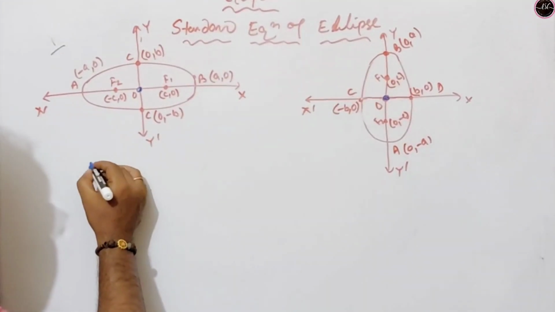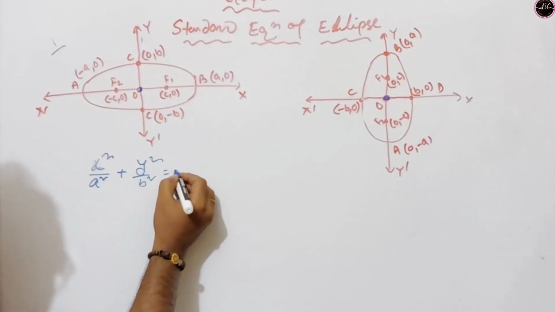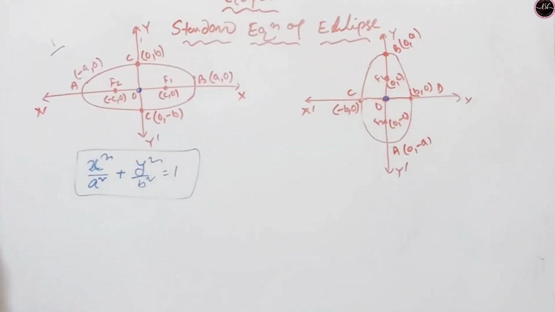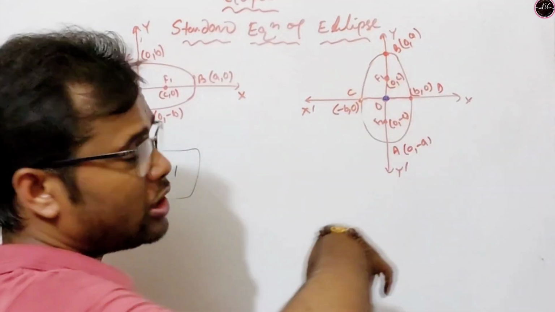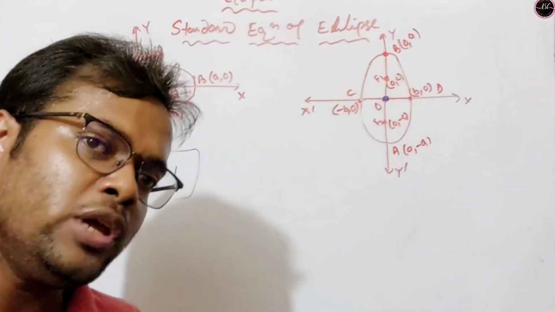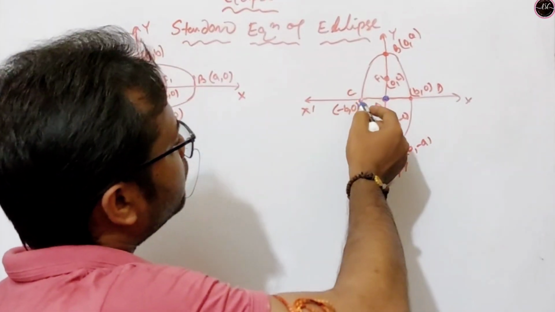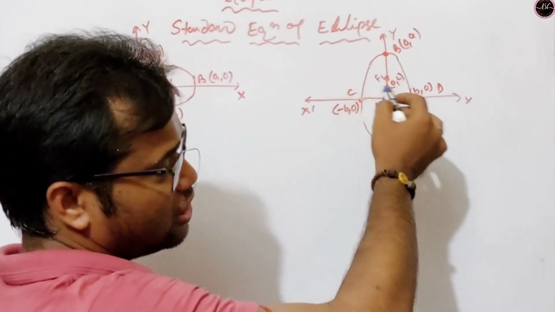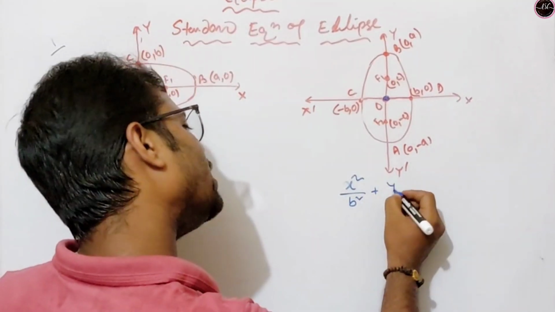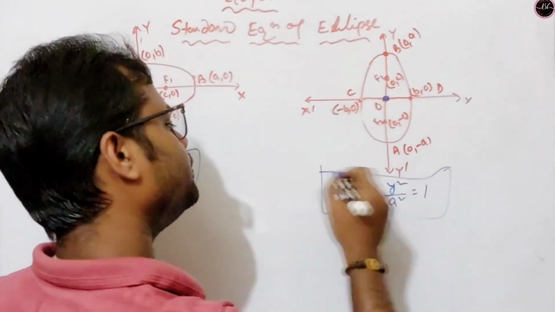So the equation will be x square by a square plus y square by b square equal to 1. Okay, so this is the standard equation for the first case. And when the major axis is along the y axis and the minor axis along the x axis, and the vertices are (0, a), (0, -a), and the focus (0, c), (0, -c), then the equation will be x square by b square plus y square by a square equal to 1. Okay, this should be remembered.